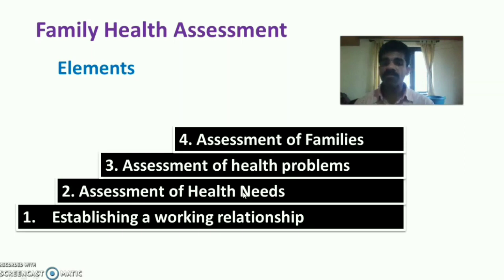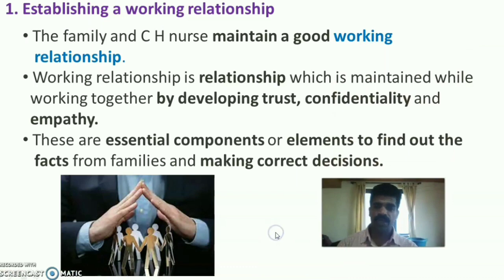So the elements of family health assessment include 4 elements or components such as establishing a working relationship, assessment of health needs, assessment of health problems, and assessment of total families. Let us explain about the elements or components of family health assessment. The first step of family nursing process is establishing a working relationship.